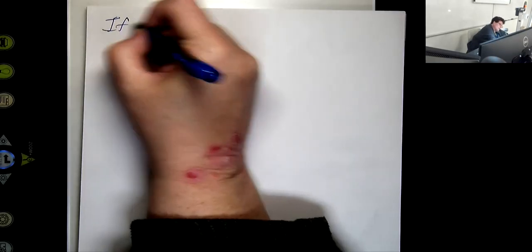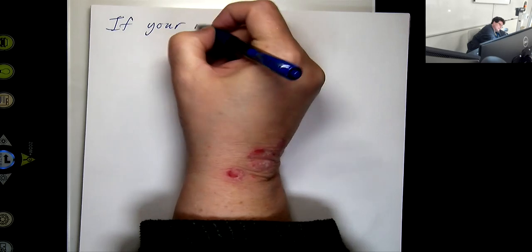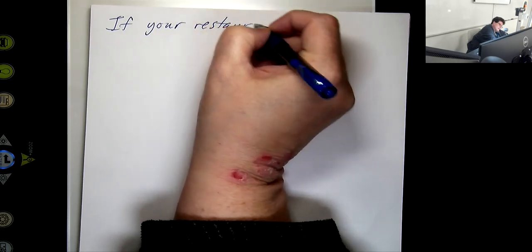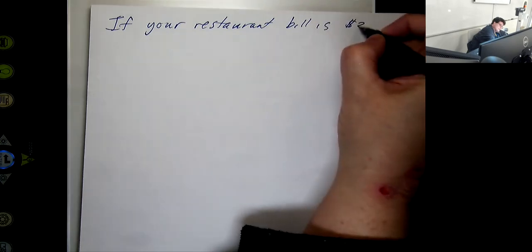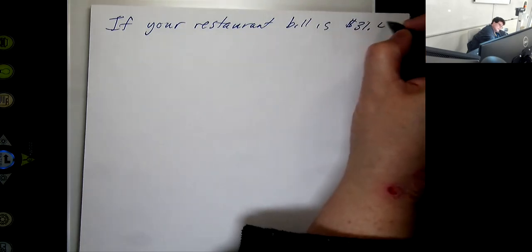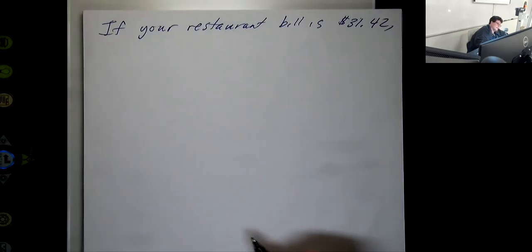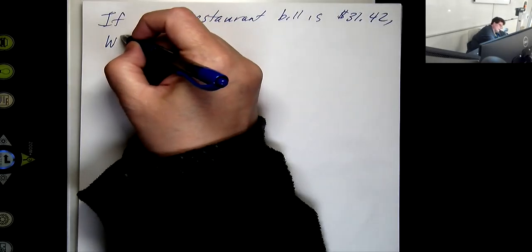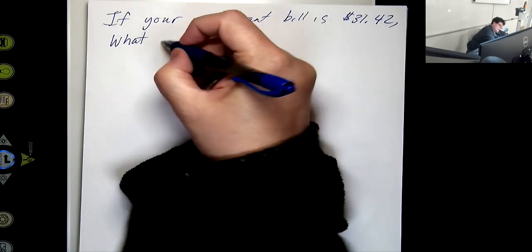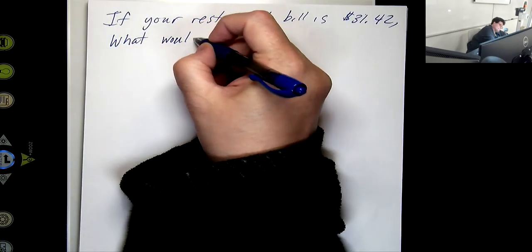If your restaurant bill is $31.42, what would make a 15% tip?